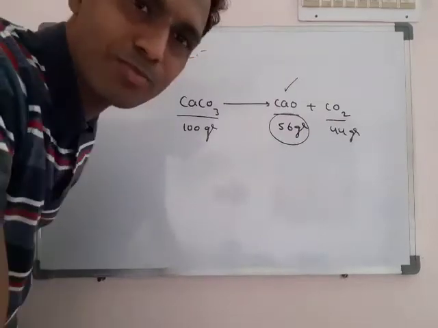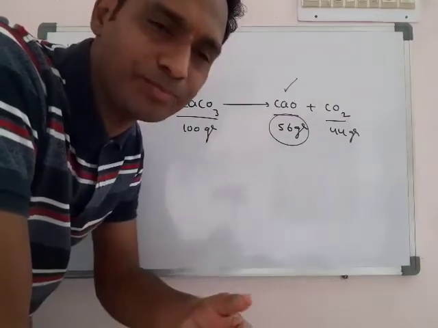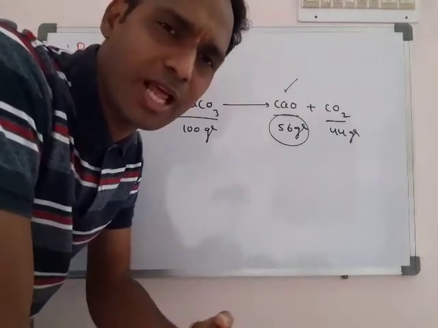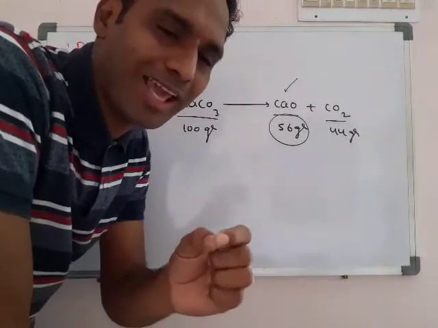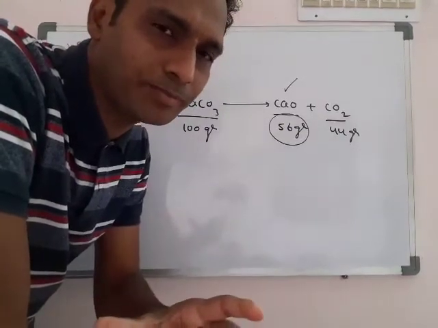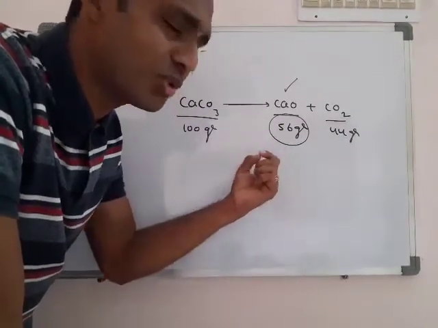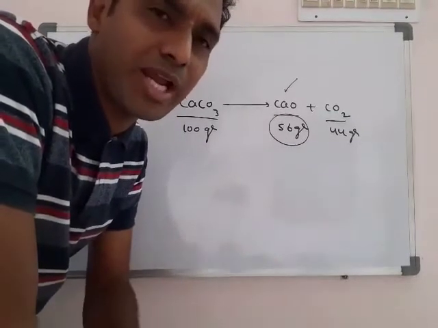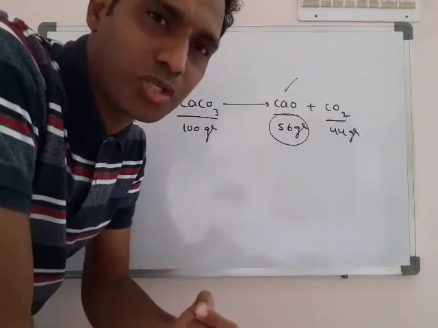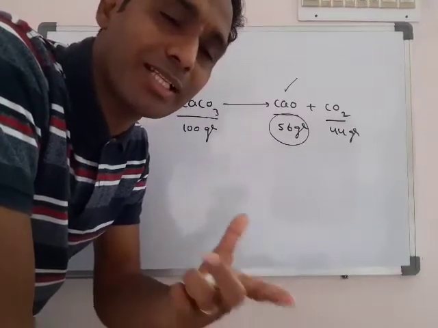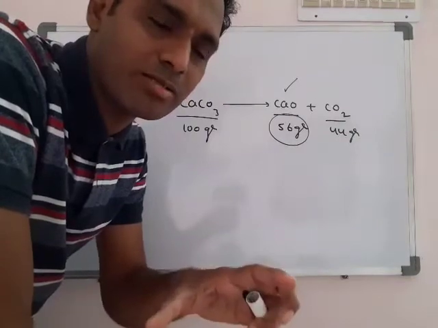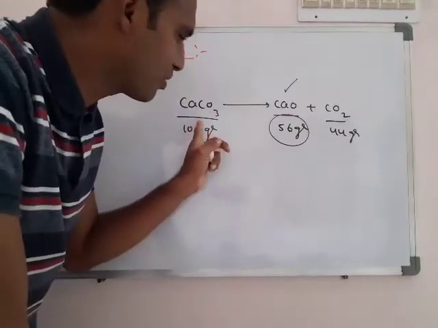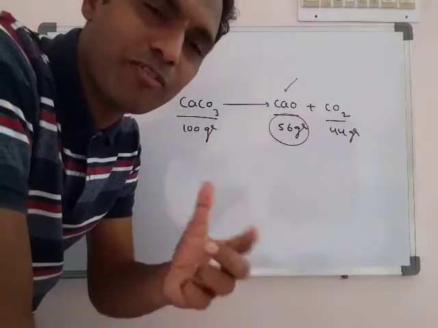But in the experimental condition, the experiment may give 55, 52 or 50 grams. It depends on different factors, such as side reactions. It also depends on other conditions, like temperature, and the purity of the calcium carbonate.